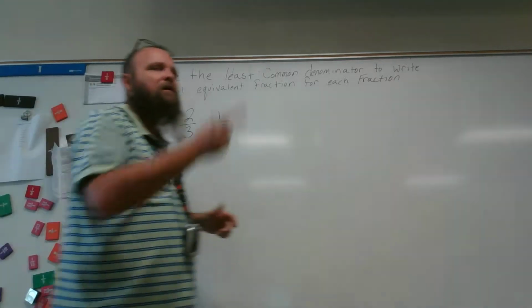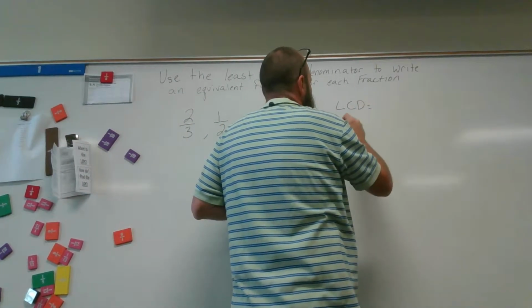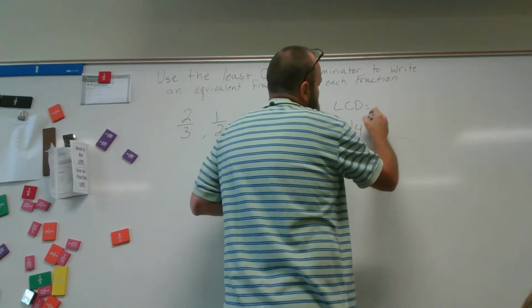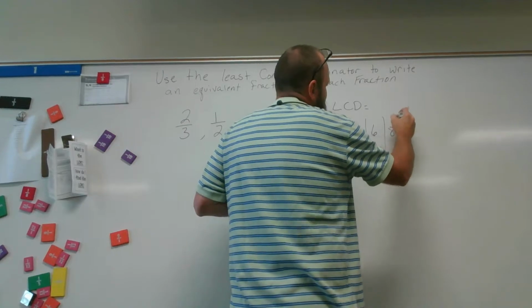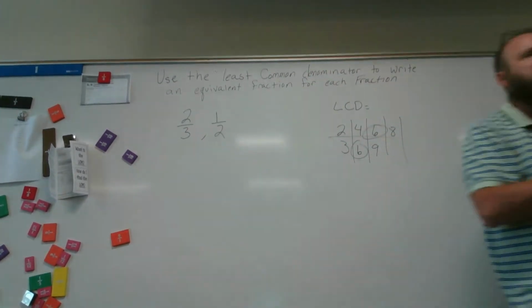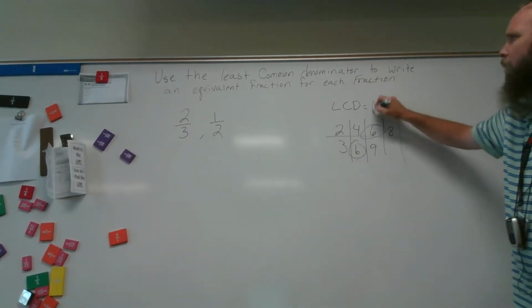We're going to prove Gunner right. Least common denominator. We take our denominators, which are 2 and 3. 2: 4, 6, 8. 3: 6, 9. Boom. Shakalaka, Gunner's correct. Least common denominator equals 6.